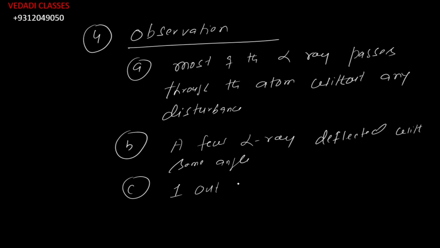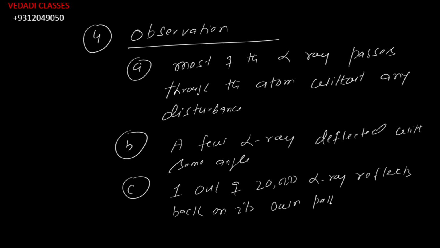1 out of 20,000 alpha rays reflects back on its own path. So these are three major observations observed by Rutherford. First, most of the alpha rays pass through the atom without any disturbance. Second, a few alpha rays are deflected with some angle. And third, 1 out of 20,000 alpha rays reflects back on its own path.